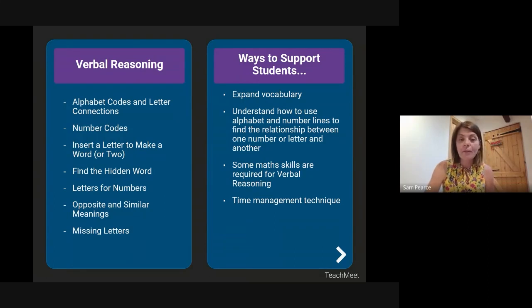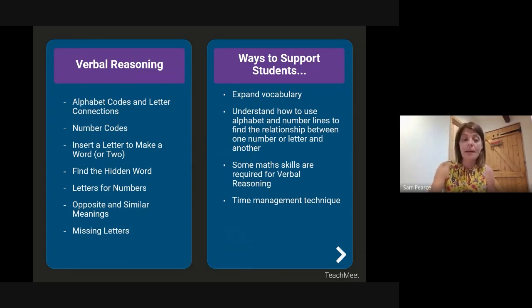Knowing how to use alphabet lines and number lines to find the relationship between one number or letter or two letters is really important, because the alphabet code questions and the number code questions require a child to use an alphabet line or a number line to find that relationship. So they need to be confident with that. There are some maths skills, as we said, required for verbal reasoning, so it's important not to forget that.